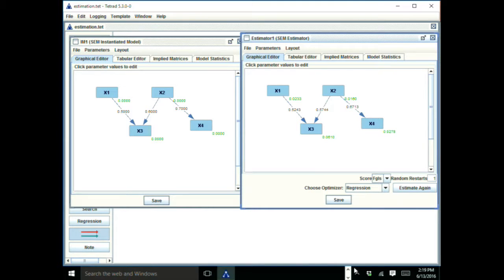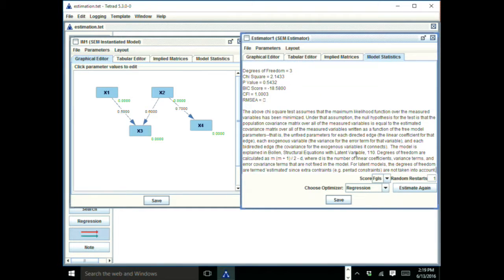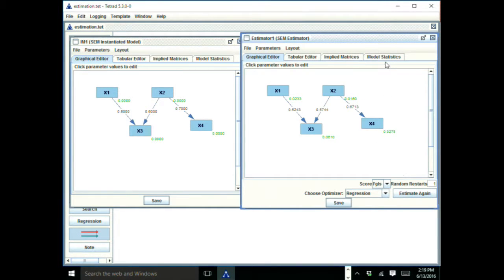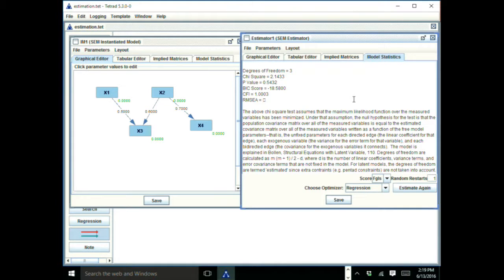You didn't allude to the RMSEA that hasn't been calculated here. I'm sorry? The root mean squared error hasn't been calculated. Why? I don't know why that's not calculated. I don't know why that's not, that usually should be calculated. It is a very important model fitness parameter.